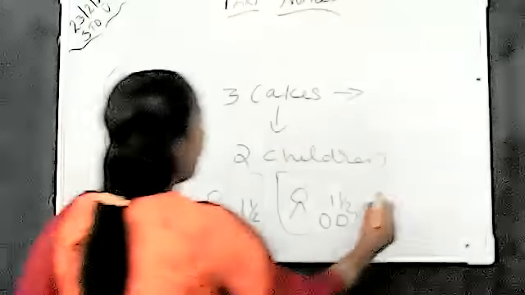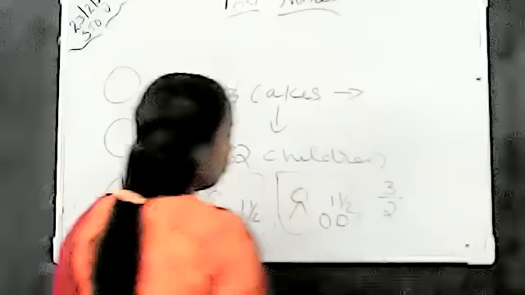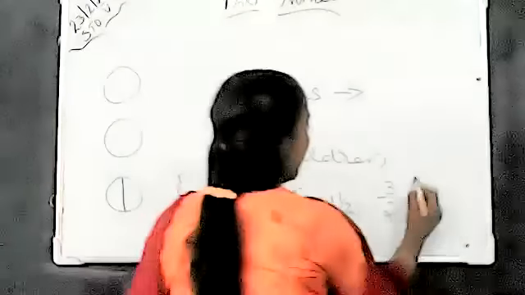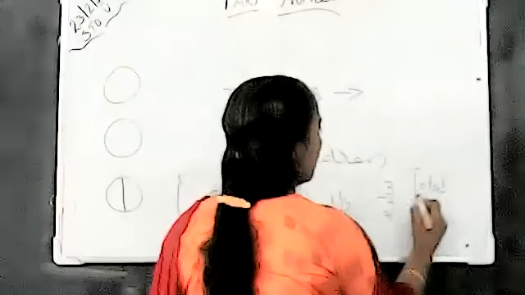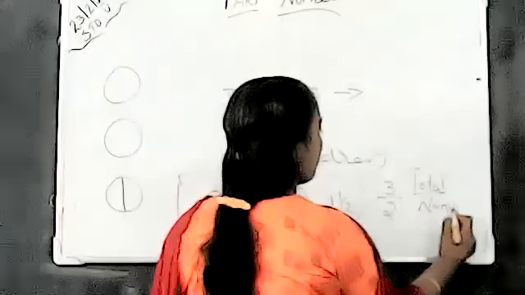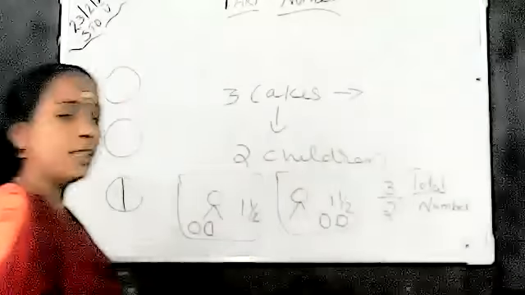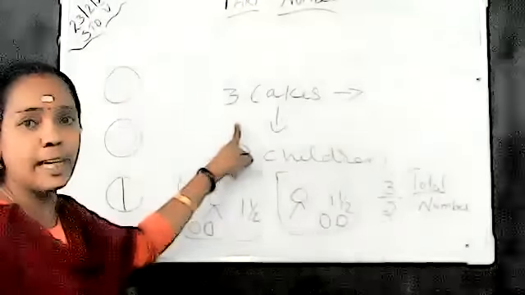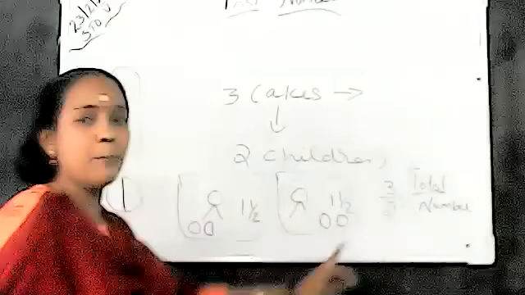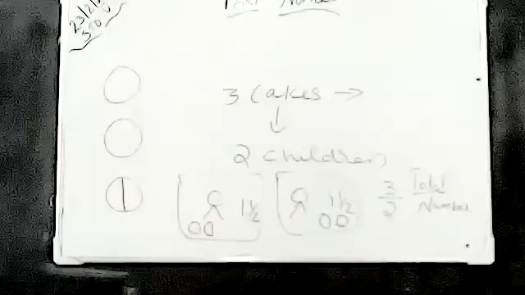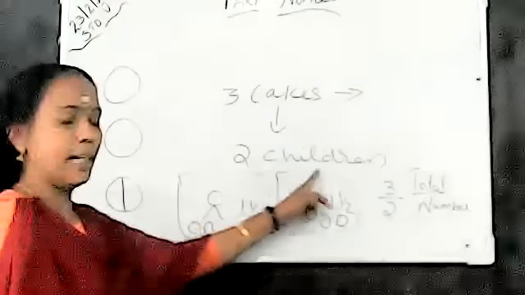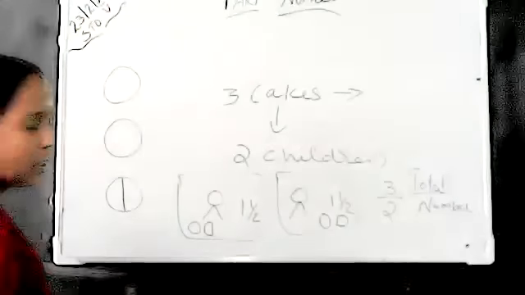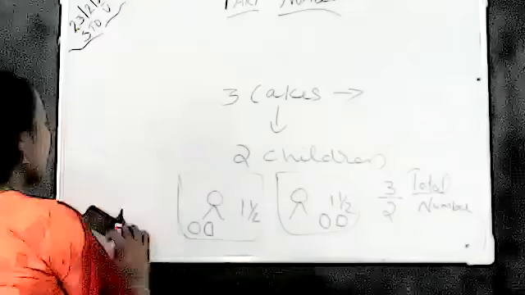Okay, 3 by 2. That is the fraction: total by number. Total cake is equal to 3 cakes. Number of children is 2. Okay, 3 by 2. I got one fraction, 3 by 2.